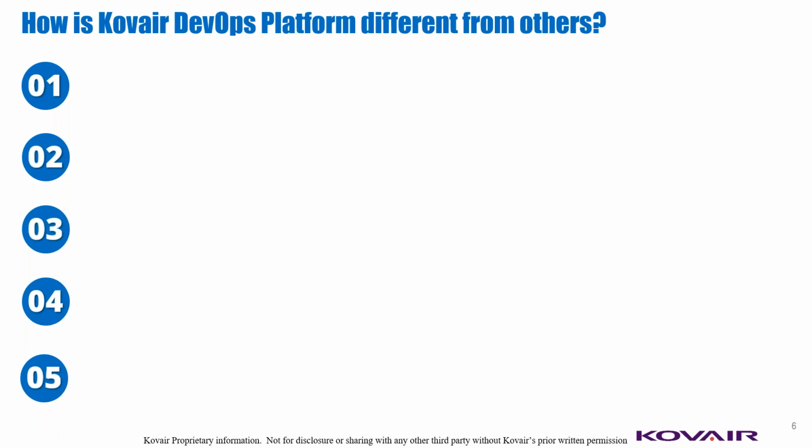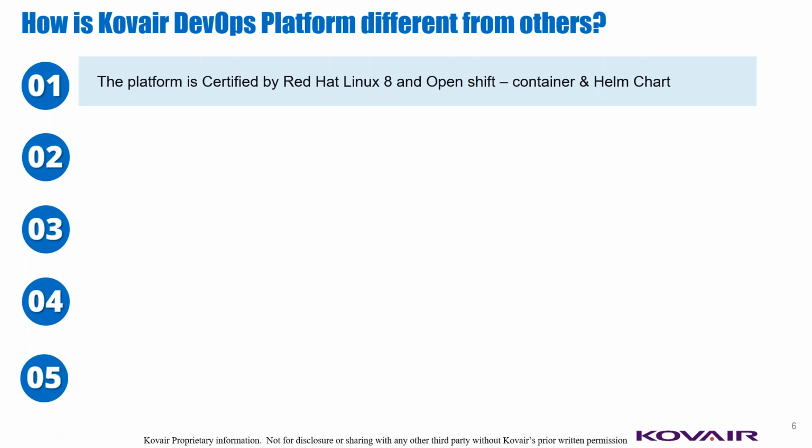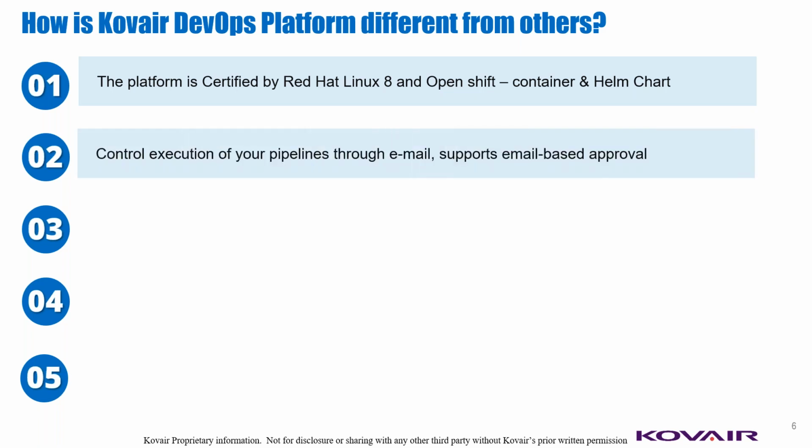Now, how is the Kovair DevOps platform different from others? First of all, this platform has been certified by Red Hat Linux and OpenShift for the container and the Helm chart. So this itself proves this platform is robust as well as secure. The platform, as I said, can be fully controlled by emails, and all the approvals can be done through emails. That means the authorized person, the managers, whoever is managing this project, can manage the pipelines and approve the tasks through the emails.